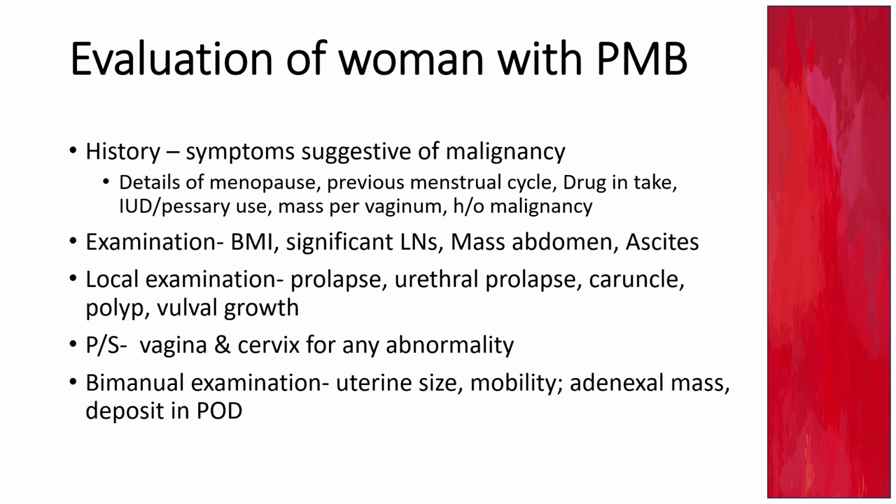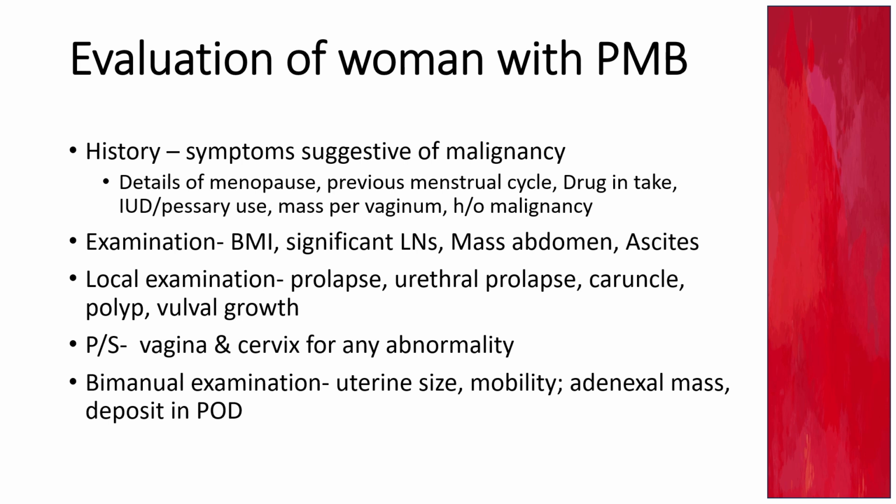In examination, note the BMI, especially whether she is obese or not. Look for significant lymph node enlargement, especially of the supraclavicular, axillary, and inguinal nodes. Any mass in the abdomen, enlarged uterus, or a mass in the abdomen may suggest a pyometra or a fibrosarcoma, or it may be an adnexal mass. Look for any presence of ascites.